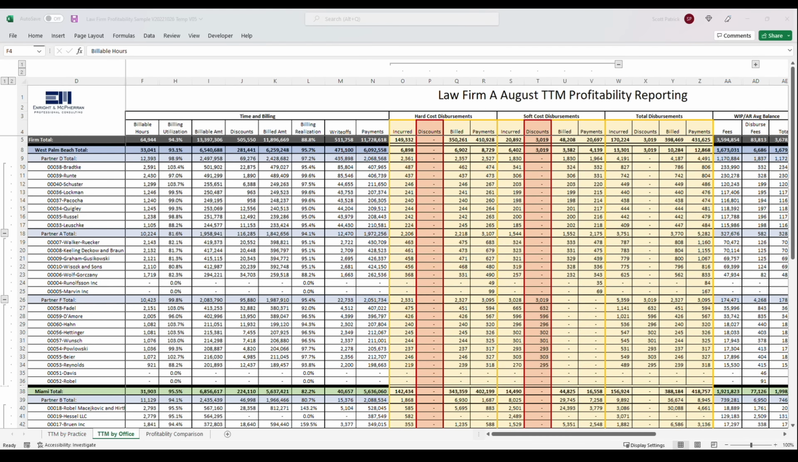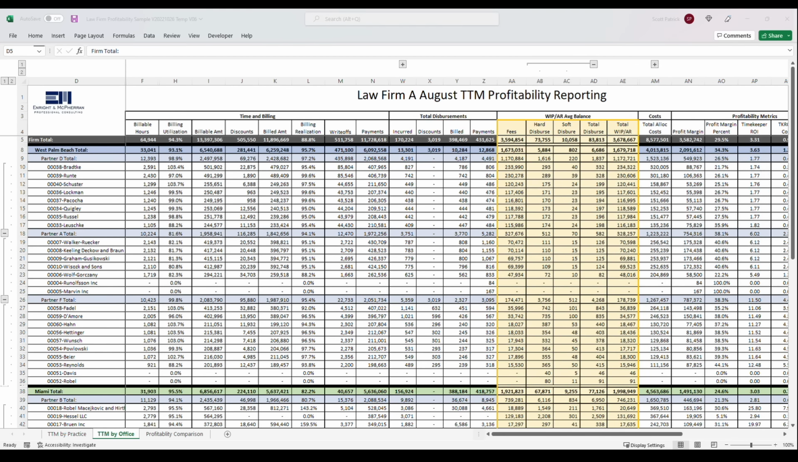The distinction between disbursement types is important because it's a huge red flag when hard costs are discounted. It's not good when soft costs are discounted either, but it's more acceptable. We had Partner F discounting all of the word processing fees as an example.